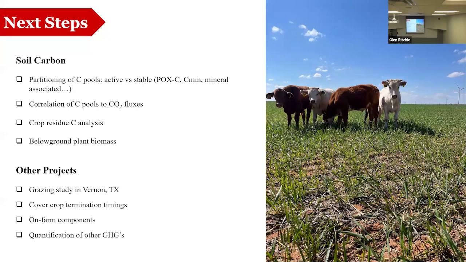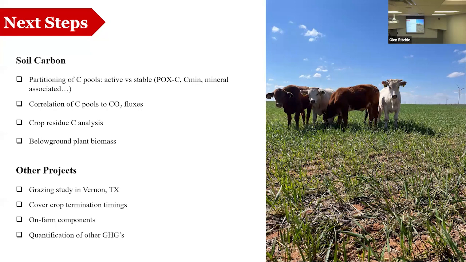Everything we talked about was total carbon, but we are also going to be partitioning our soil carbon into different pools. So we have those active and stable pools that we talked about at the beginning, and some of those measurements that we'll be doing later are things like permanganate oxidizable carbon and potentially mineralizable carbon, which are going to be those active pools, and then some of those other physical fractions of carbon where they're physically protected are going to be mineral associated carbon.